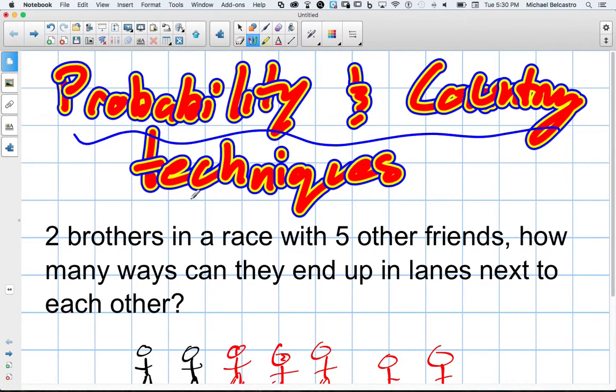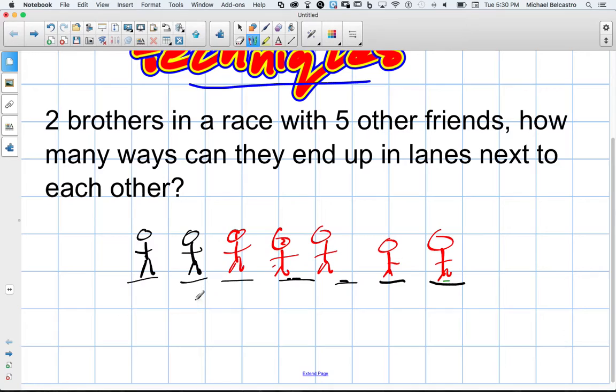All right, probability and counting techniques. Here's our question. We've already drawn out our little diagram of it. We have 2 brothers in a race with 5 other friends. How many ways can they end up in lanes next to each other?